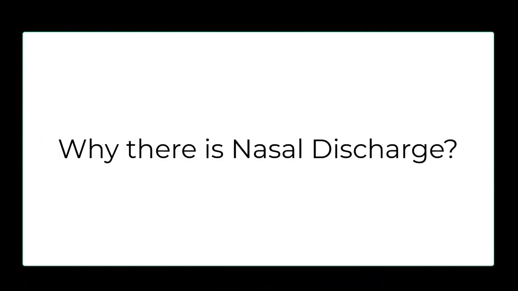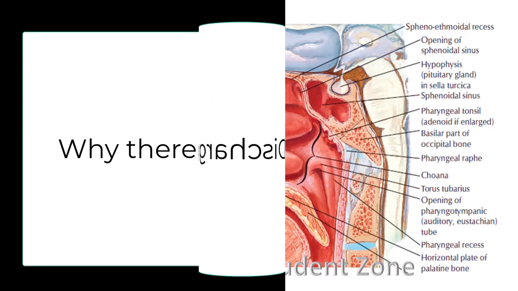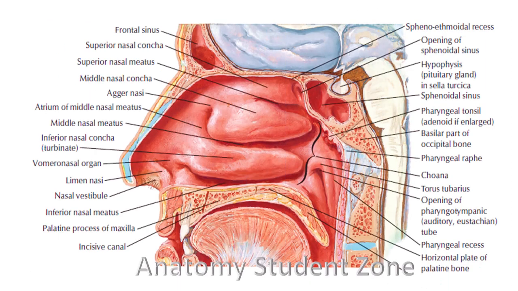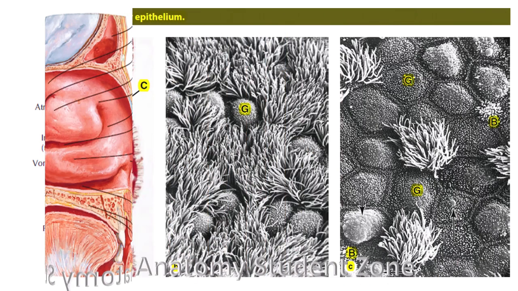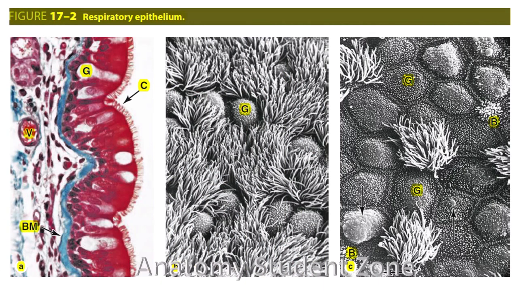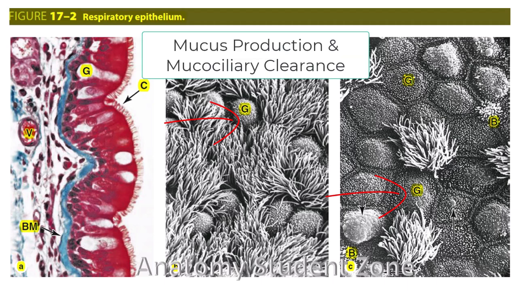We covered the patient. In this scenario the patient was having nasal discharge. So why is there a nasal discharge? We know very well that the lateral wall of nose is lined by a respiratory epithelium, and the respiratory epithelium is ciliated epithelium. It also contains goblet cells. This epithelium has two key main functions: mucus production and mucociliary clearance.